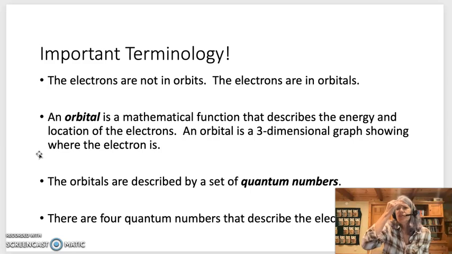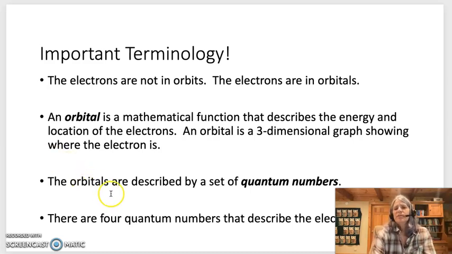First of all, the electrons are not in orbits. They're not like the moon circling the Earth or the Earth circling the sun. They are in these things called orbitals. And the orbital is a mathematical function that describes the three-dimensional space that an electron is in. Electrons are kind of moving around and you can't really nail them down, but they're in a particular space. And that particular space is called an orbital.